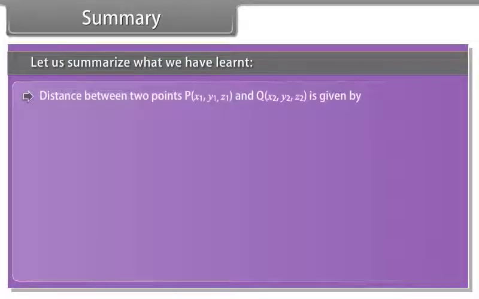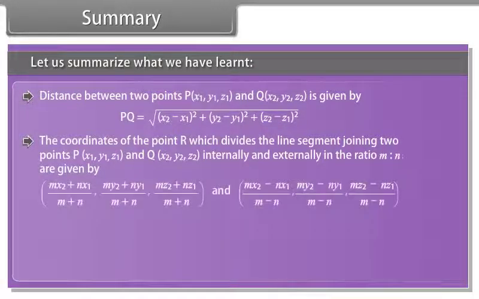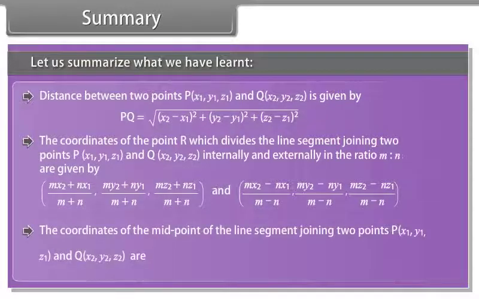The distance between two points P (x1, y1, z1) and Q (x2, y2, z2) is given by the distance formula. The coordinates of the point which divides the line segment joining two points P (x1, y1, z1) and Q (x2, y2, z2) internally and externally in the ratio m:n are given by the section formulas, and the coordinates of the midpoint of the line segment joining two points P (x1, y1, z1) and Q (x2, y2, z2) are given by the midpoint formula.